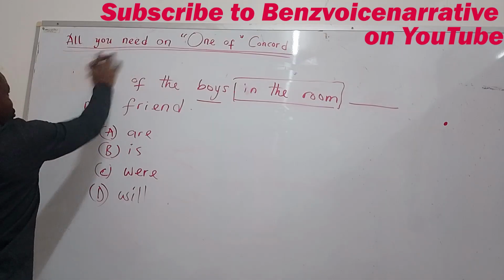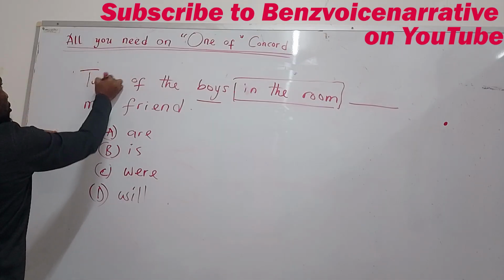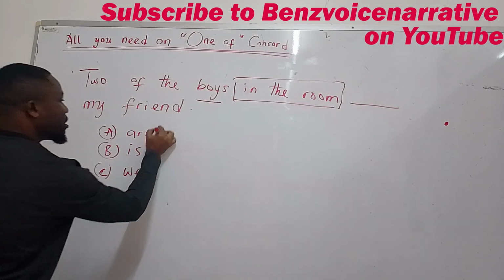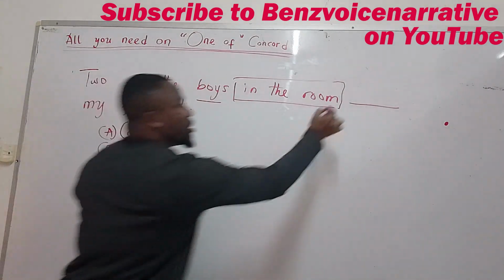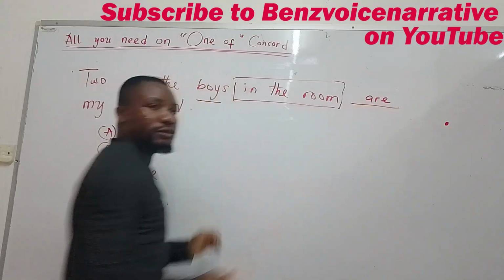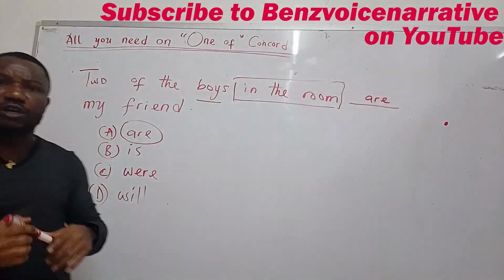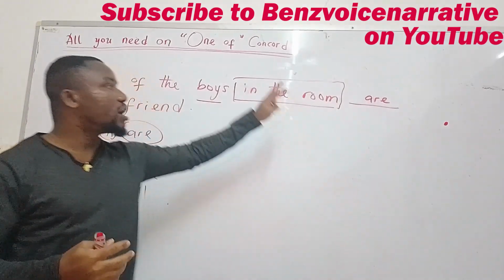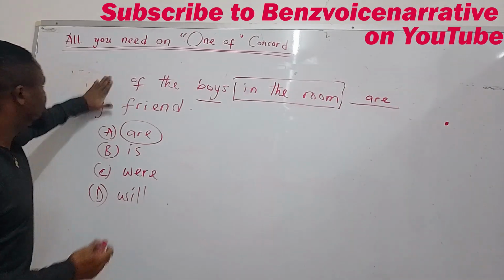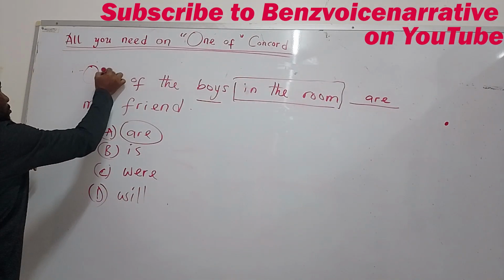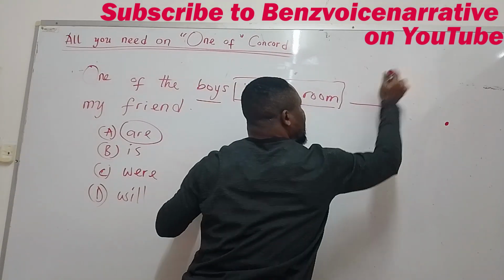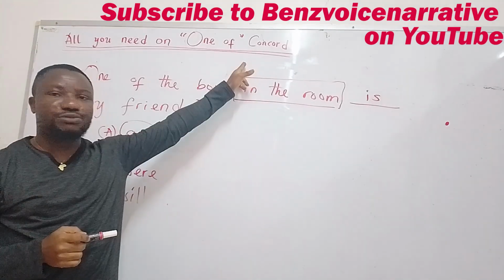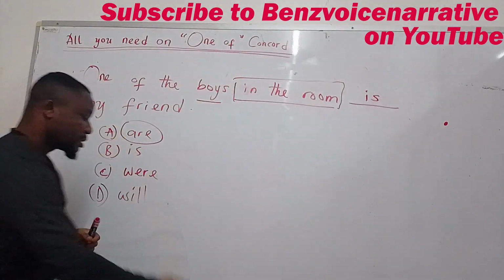If I change this to two of the boys in the room, then "are" becomes the answer. Two of them are my friends. Two of which boys? The boys in the room. Two of the boys in the room are my friends. One of the boys in the room, one of them, is my friend. Still on this structure. Now let's continue.